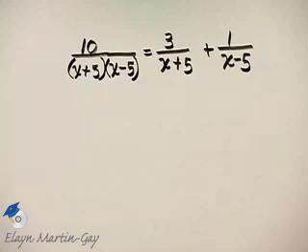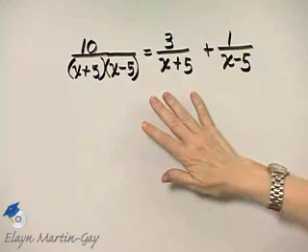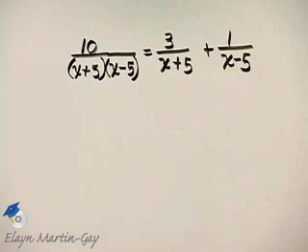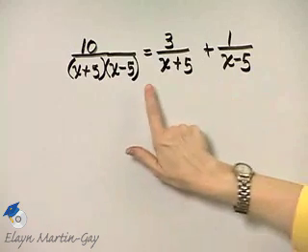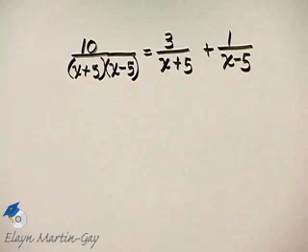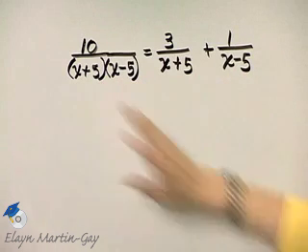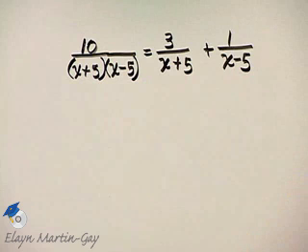Let's solve this equation. Notice this equation contains rational expressions. Notice I already factored the first denominator. It was x squared minus 25, the difference of two squares. So here it is in factored form. Remember, our first step is to multiply through by the least common denominator.